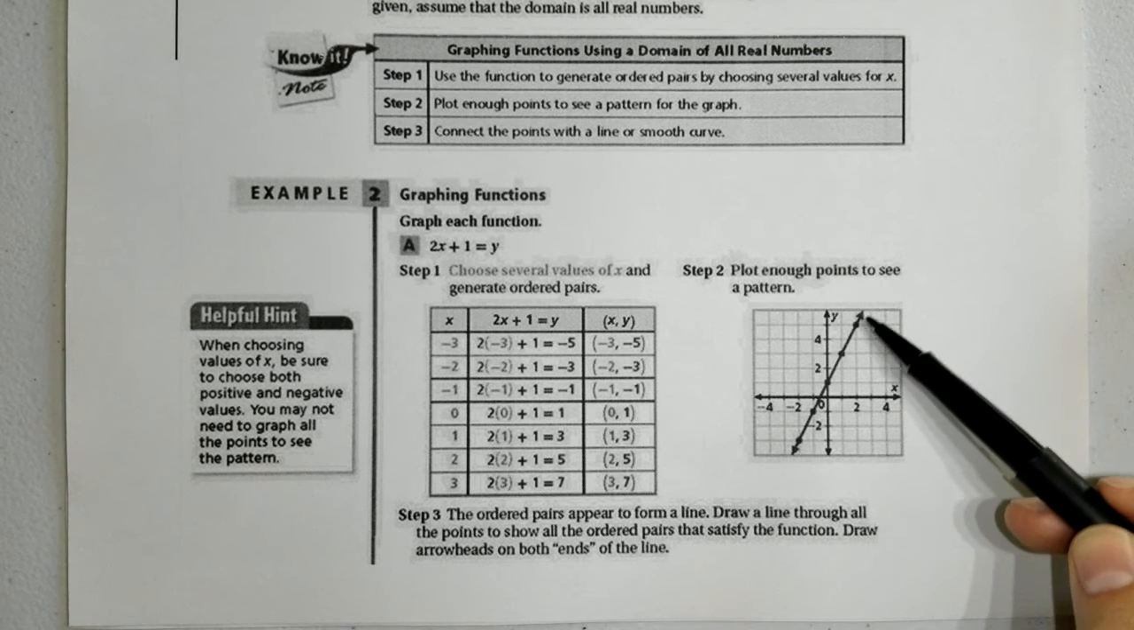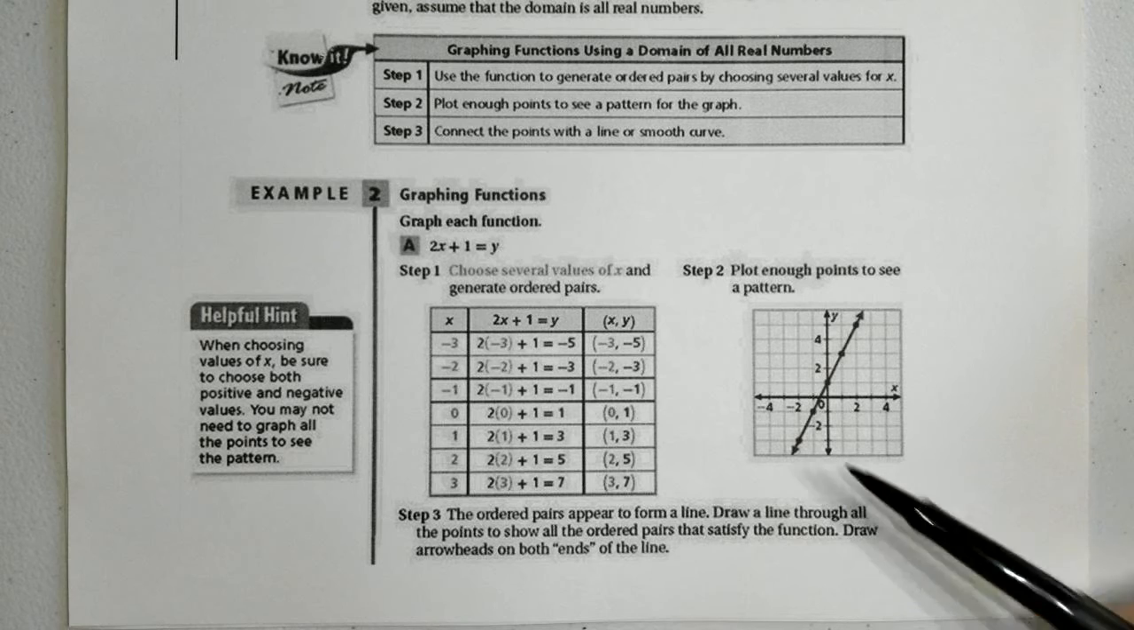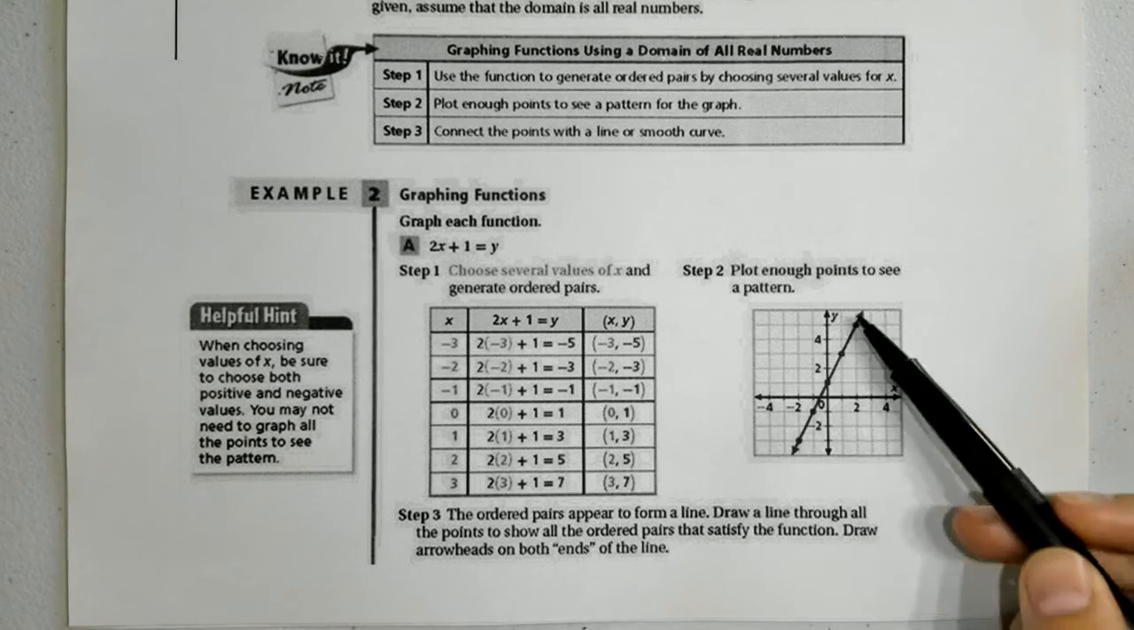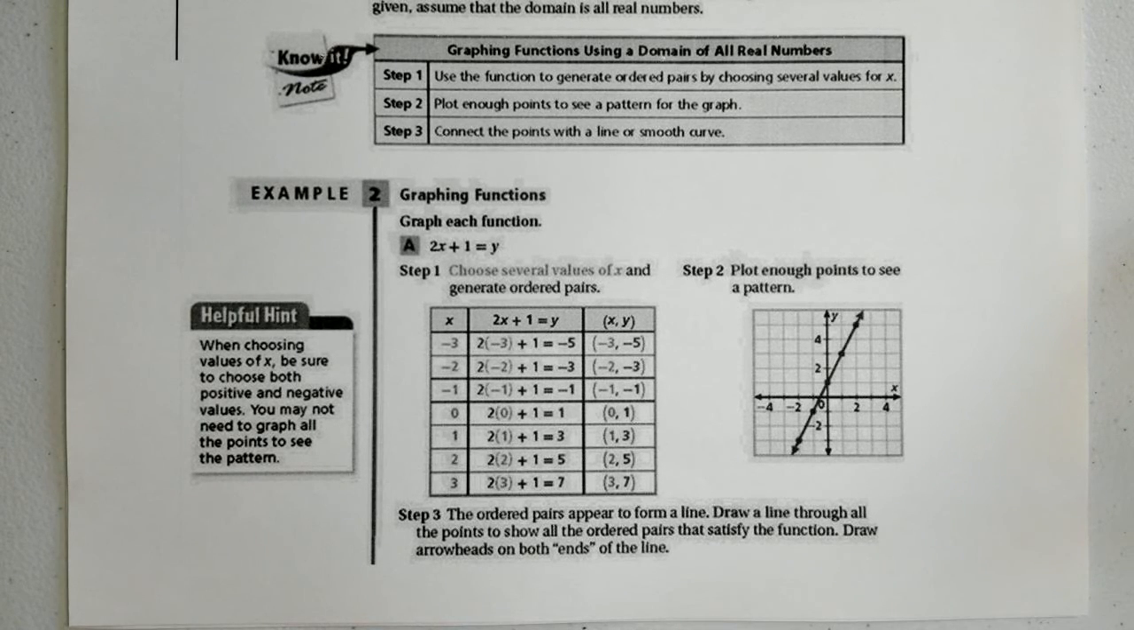And then you would plot them on your graph and connect them. Draw arrows at the end to show that the function continues. So here the ordered pairs appear to form a straight line, and you would draw a line through all of them to connect them, and then like I said, draw arrows on the end to show that they continue. Okay.